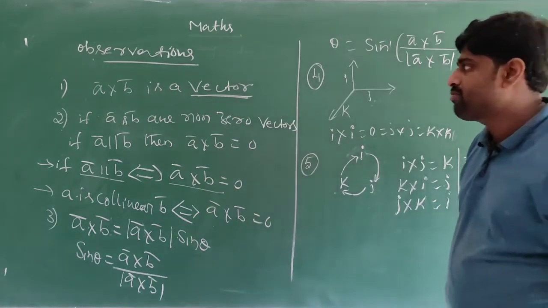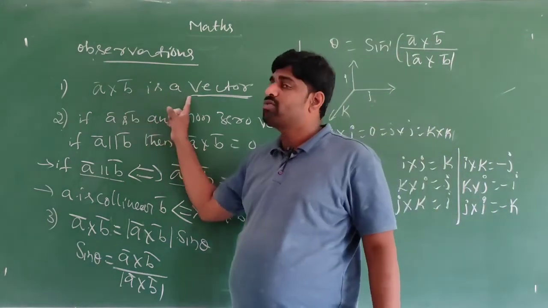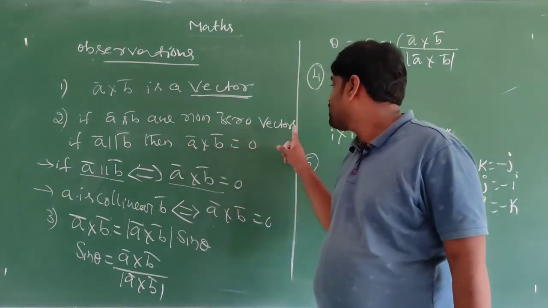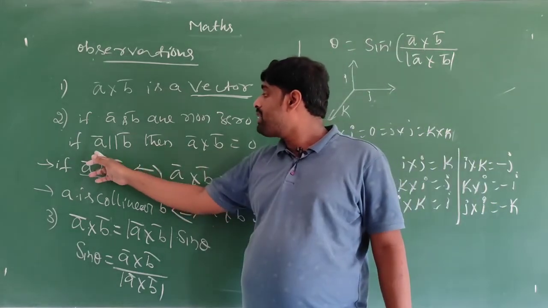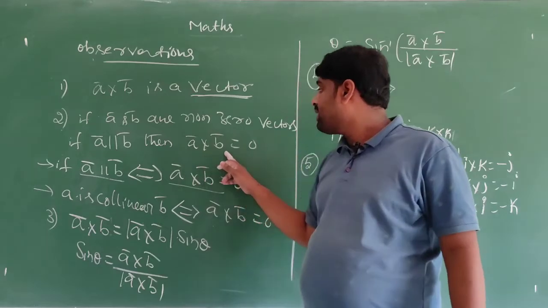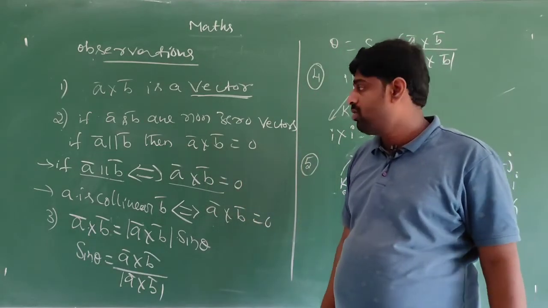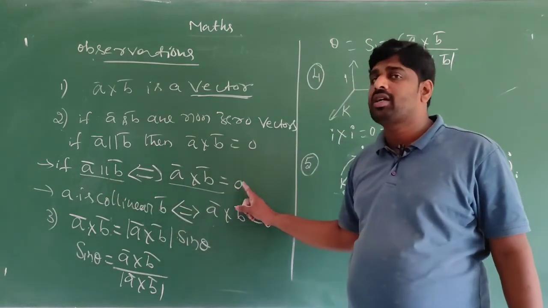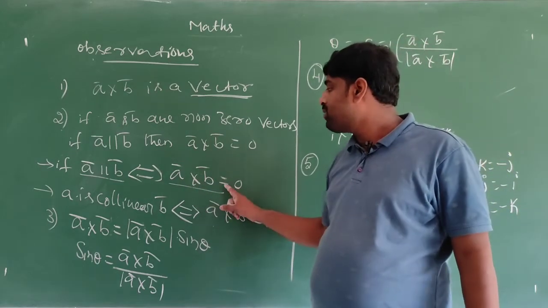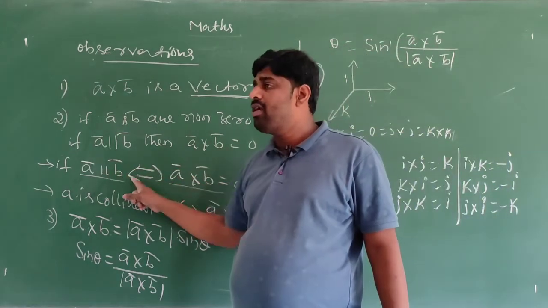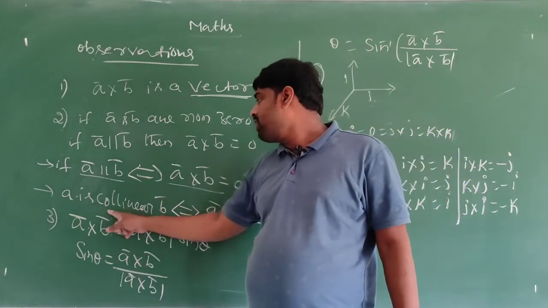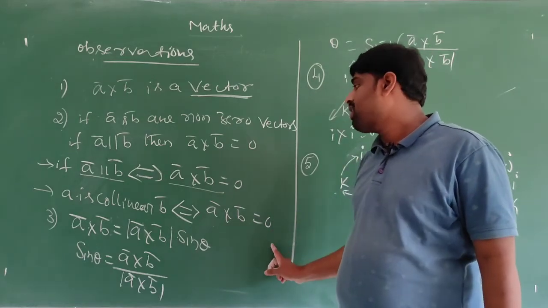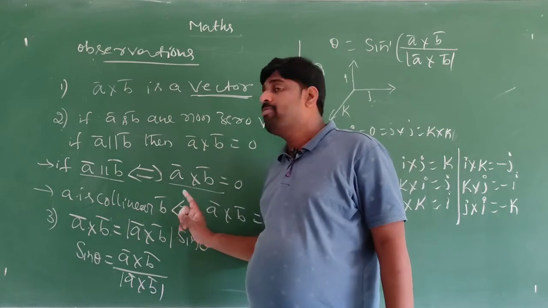I'll repeat once again. Observe here: A bar cross B bar is a vector. Second point: if A bar and B bar are non-zero vectors, if A bar is parallel to B bar, then A bar cross B bar equals 0. This is vice versa. If A bar cross B bar equals 0, then A bar is parallel to B bar. If A bar is collinear to B bar, then A bar cross B bar is 0. If A bar cross B bar is 0, then A bar is collinear to B bar.